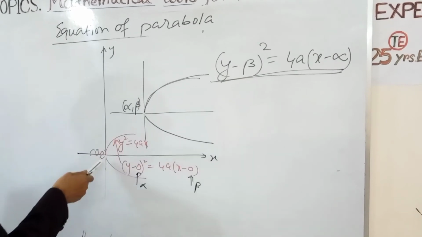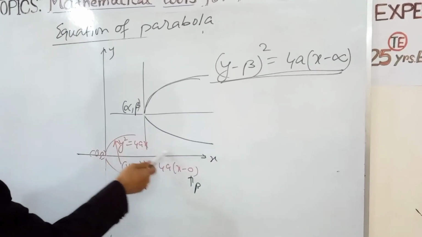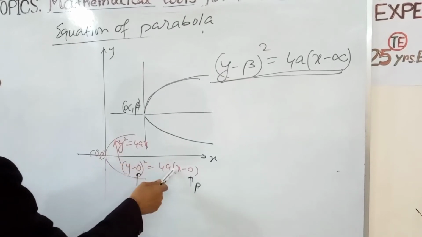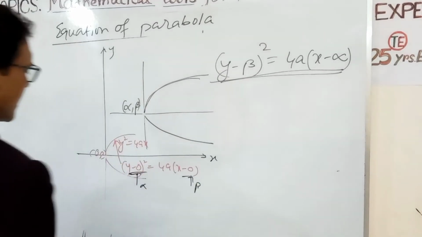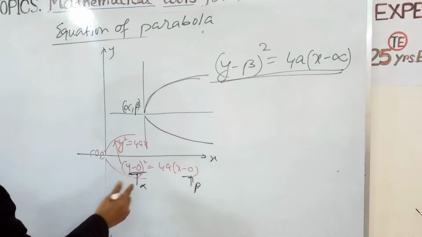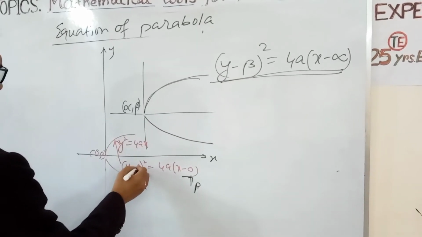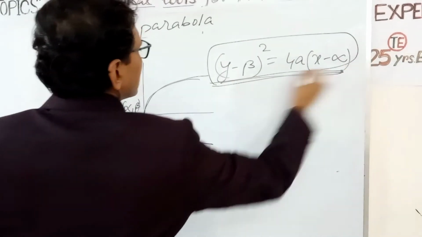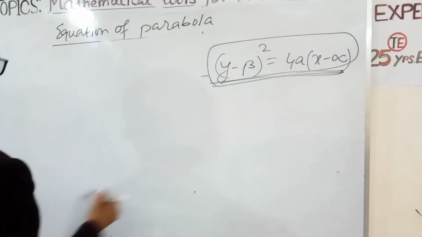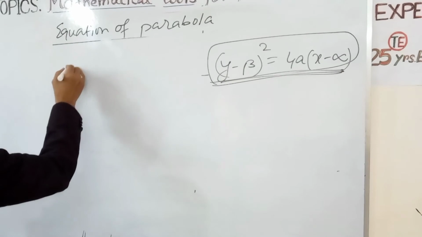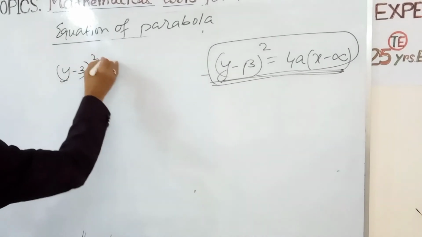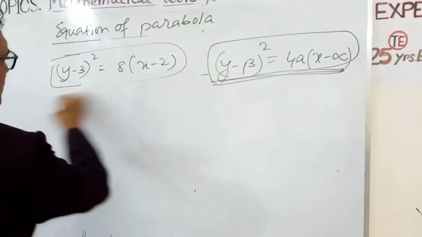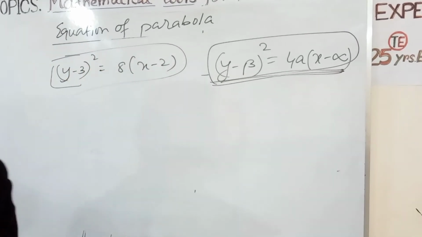If the vertex is 0, 0, then the equation is y square equal to 4x. We can write it as y minus 0 whole square equal to 4 times x minus 0. And if the vertex is alpha beta, then put alpha in place of 0 and beta in place of 0. So we get this. The equation of a parabola is given in this way. Suppose this is the equation of a parabola. What is the figure of this parabola?